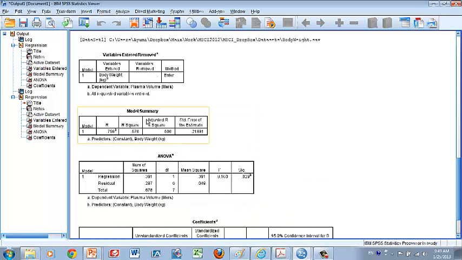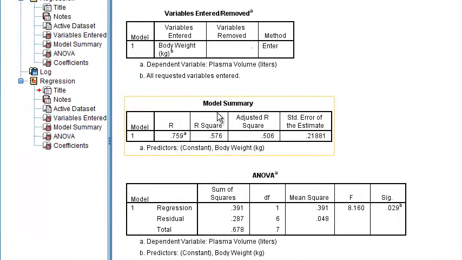Next, the model summary table provides R square. This value is R square. So we can say 58% of the variation existing in plasma volume is explained by body weight. The higher this number is the better, but it won't exceed 100%. If you take the square root of R square, it gives R, which is 0.759. If you redo a Pearson correlation, the Pearson correlation value would be the same as this value.